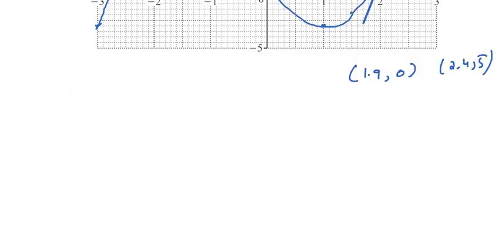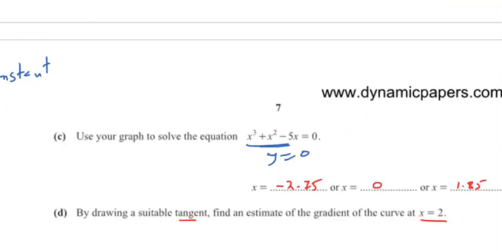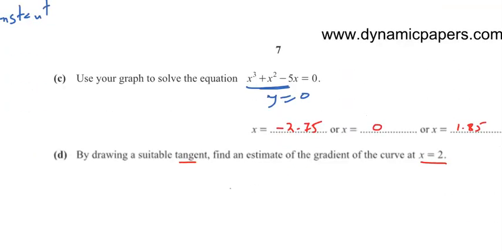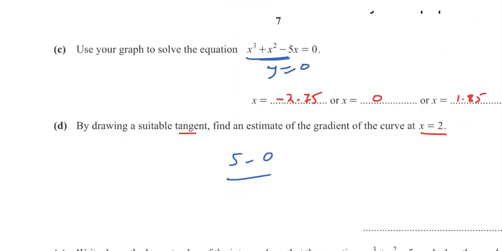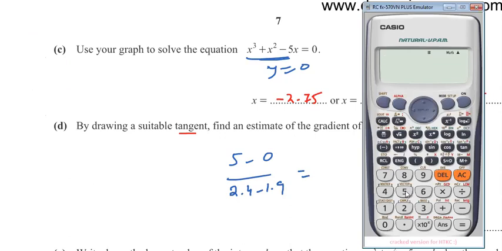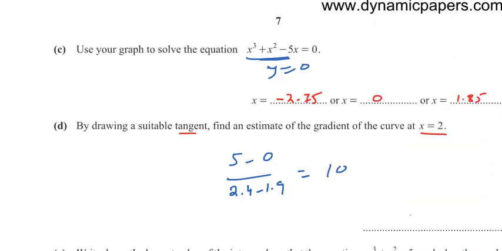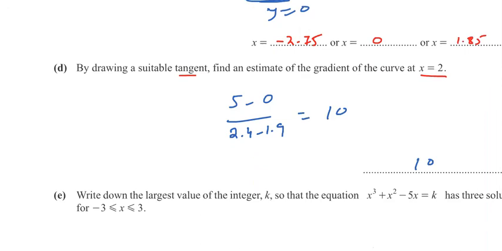1.9. So it will be 5 minus 0. The gradient will be 5 minus 0 over 2.4 minus 1.9. So it will be 5 over 2.4 minus 1.9, which gives 10. So the gradient is almost 10. I don't know how accurate that one is, but this will be the way. When using the pen, you will have a better grip, so you can solve this one.